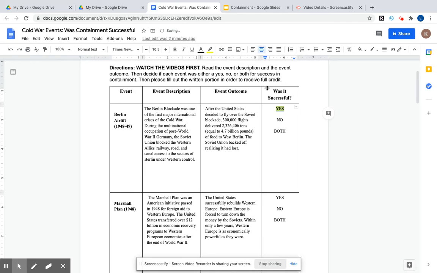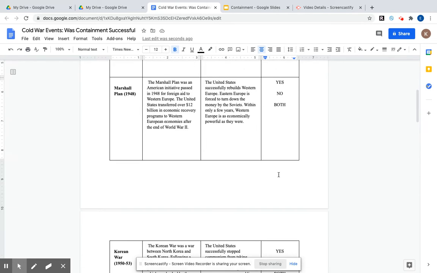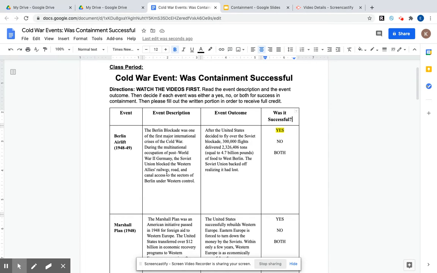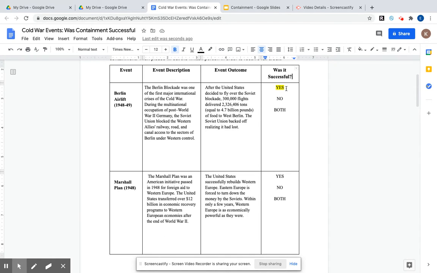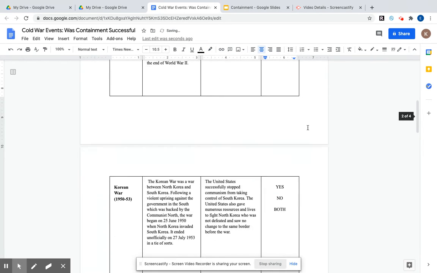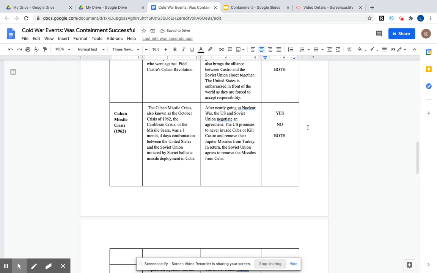So what you're going to do is highlight whichever one you believe. If you believe it's successful, highlight yes. If you believe it's both, highlight both. If you believe it's no, highlight no for all of these. You'll go one by one and read both of the columns. Remember, the first one is the description and number two is the outcome. Read those and then figure out for yourself whether or not you think it was successful or not.